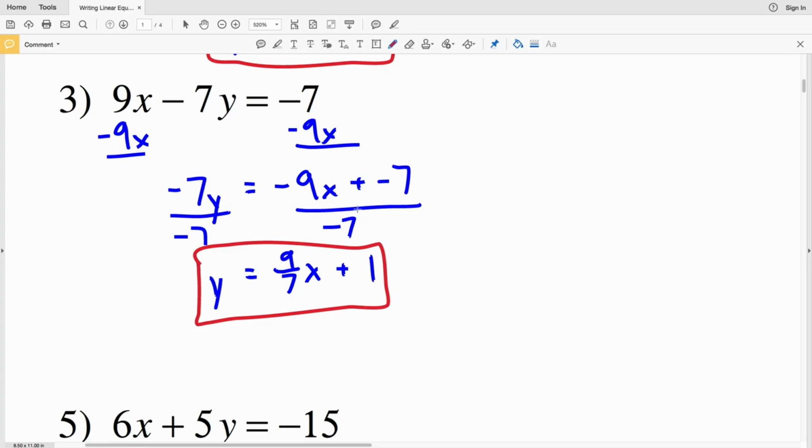And if you get confused when you're splitting this fraction, just break it down. Write out negative 9x over negative 7 plus negative 7 over negative 7, and then simplify to reach your equation.